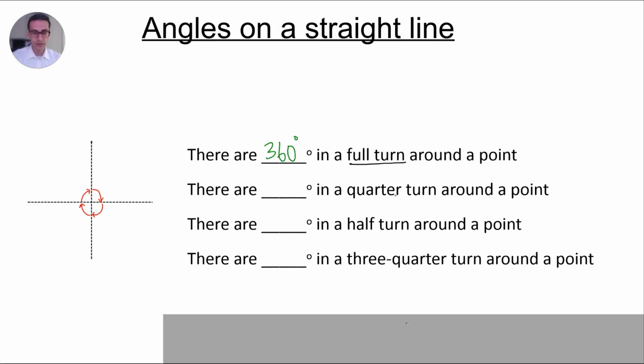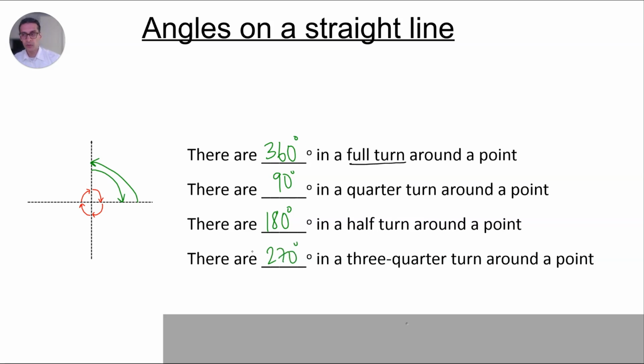There are blank degrees in a quarter turn. So a quarter turn would look like that, or potentially like that. If you're going in the other direction, that's going to be 90. How many degrees are there in half a turn and 3/4 of a turn? Pause the video and work that out, otherwise you might know that already. So half a turn is going to be 180, and a 3/4 turn is 270.